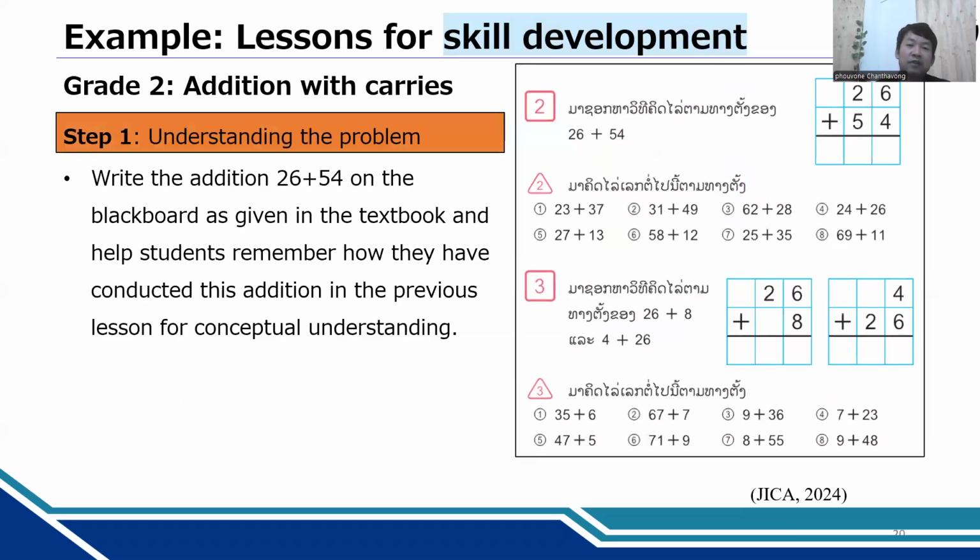Now is the example of lessons for skill development. For skill development, also follow the 5 steps of the problem-solving approach, starting from step 1, understanding the problem. At this stage, the mathematical problem is not the real world problem anymore. It's more abstract, as you see here, the example of 26 plus 54. So the teacher uses this one directly, and then asks students to solve it themselves.